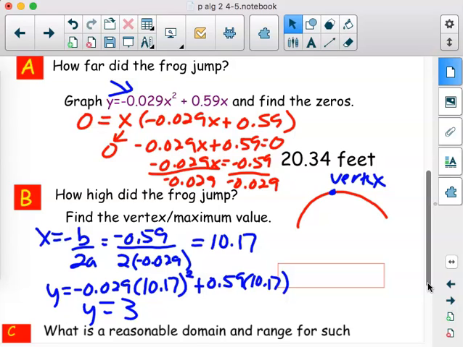It's not going to hit me in the face. Could hit me in the leg as I'm taking my walk, but it's not going to hit me in the face because the height was 3. So how high did it jump? About 3 feet.